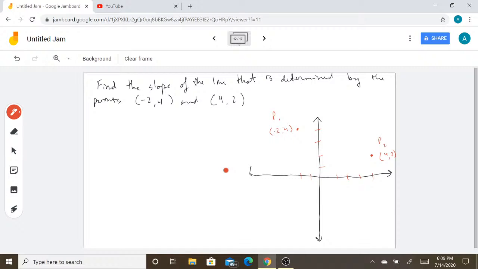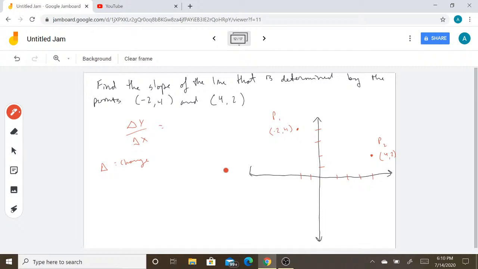Next we can use the formula for slope, which is change in vertical distance over change in horizontal distance, and that's the same thing as delta y over delta x. Delta looks kind of like a triangle, but it's a Greek symbol that means change. So when you see delta y over delta x, it means the change in y over the change in x, or the change in vertical distance over the change in horizontal distance.